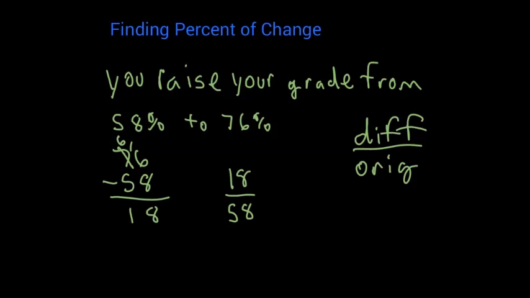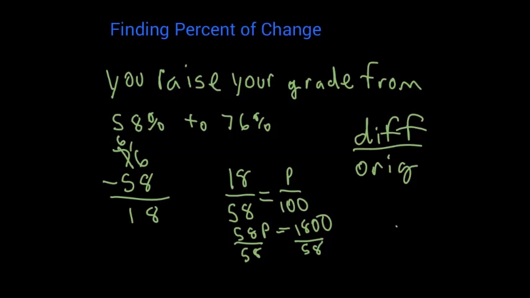So here you have two choices, and that's to either set up a proportion or divide, get a decimal, and make it into a percent. So I'll go ahead and just use a proportion. So my percent over 100. So cross multiply, I get 58p equals 1800, and then I'm going to divide by 58. So 1800 divided by 58.